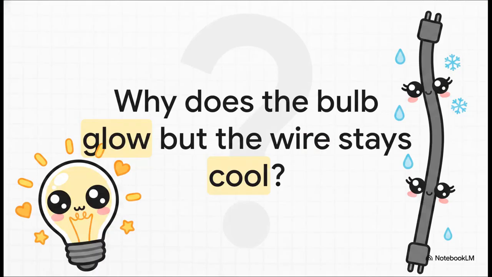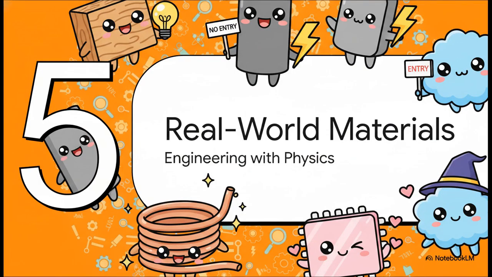Okay, now that we've got the physics down, let's look at a real everyday mystery in your own house. Why does a light bulb's filament glow so brightly, pumping out all that heat and light, but the wire hooked right up to it, carrying the exact same current, stays totally cool and dark? How does that work? The secret is all in the materials, which brings us to our final stop, Section 5, Real-World Materials and Engineering with Physics.